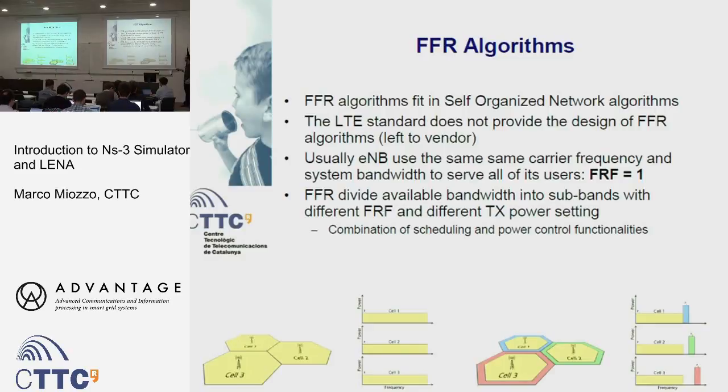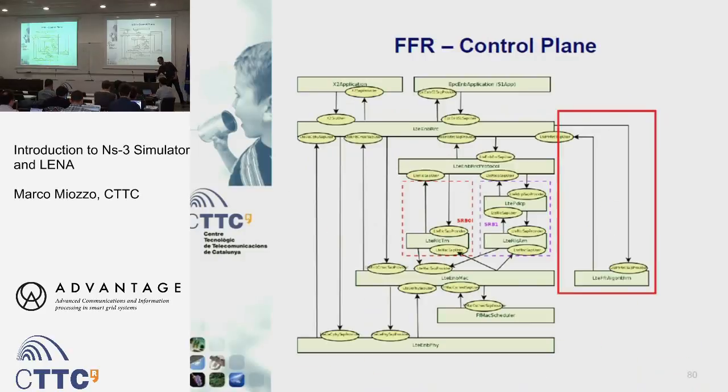So during this Google Summer of Code, we implemented different FFR algorithms for dividing the bandwidth in different ways. For instance, it is possible to use the border part dedicated to the user, but there are very different solutions. The idea is that this part, the FFR algorithm, has to work directly with the eNodeB RRC, since it has to know all the measurements from the user side.